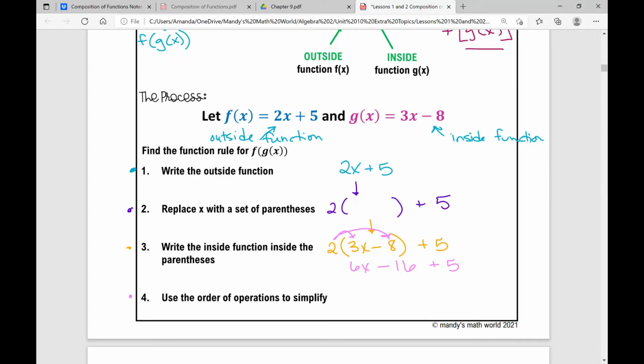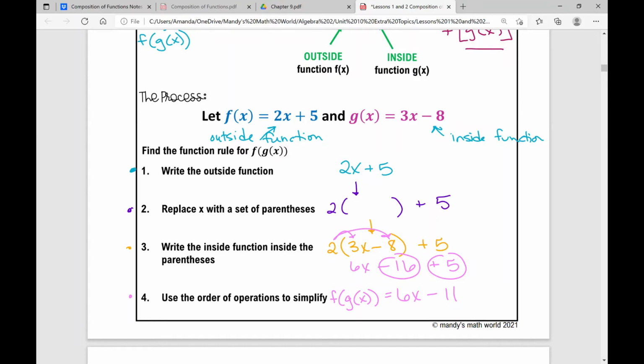And then when I combine like terms, I'm going to do negative 16 plus 5 to get negative 11. So I get 6x minus 11, which represents f of g of x. That is our composed function.